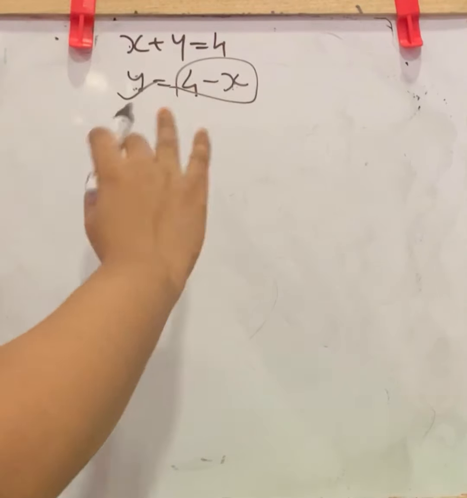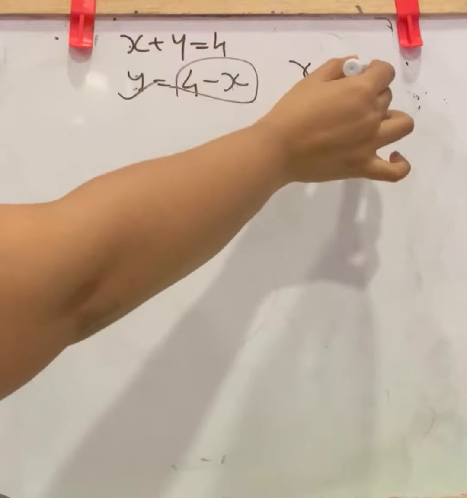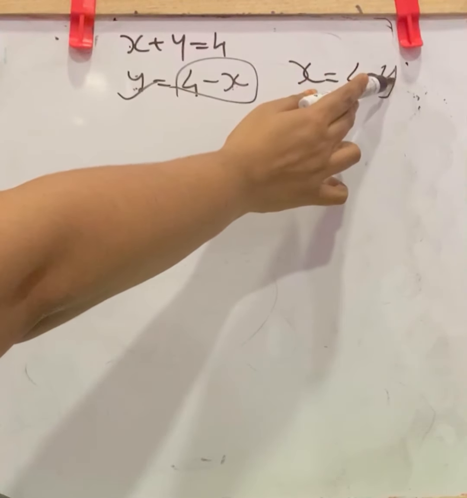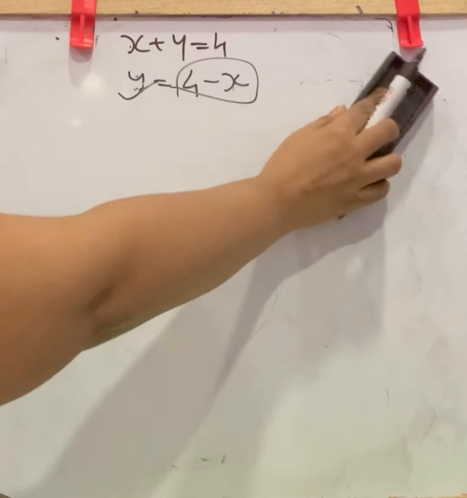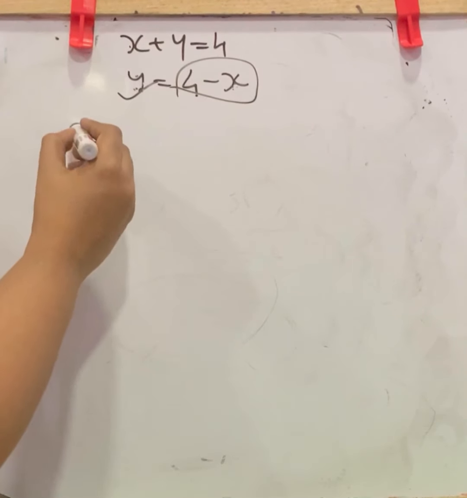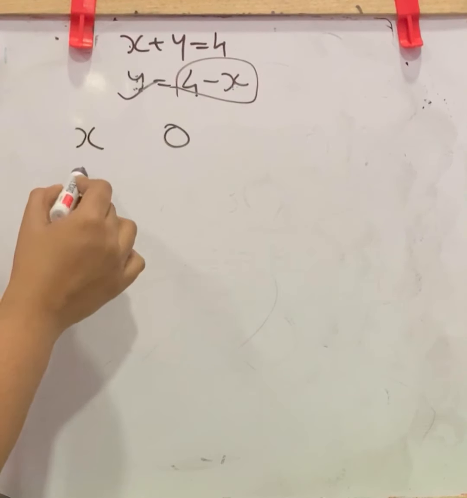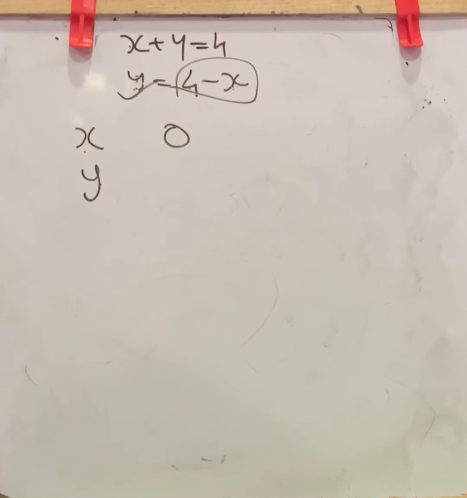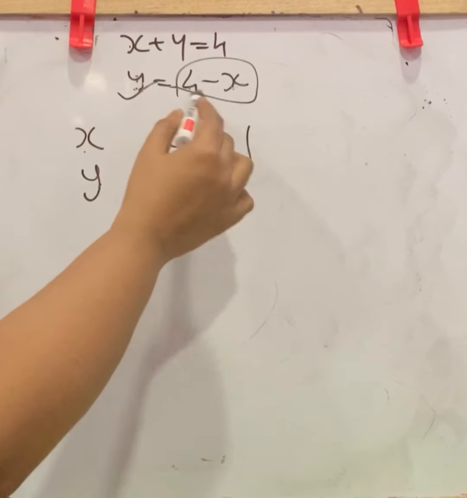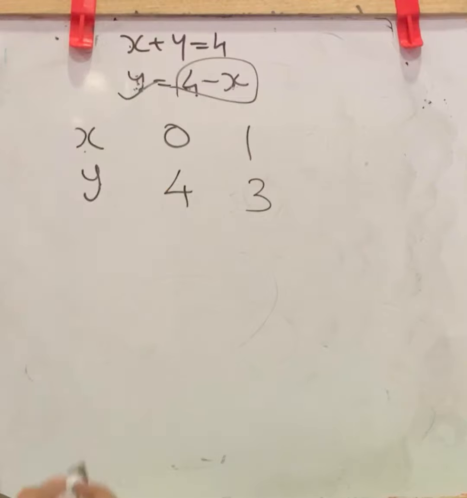You can do it in the another way also. Keep x there, then 4 minus y. If you are giving values for y, you will get corresponding values for x. Here I am doing like this. So first I will give x is 0. If x is 0, y becomes 4 minus 0. It is easy for us to find the y now. 4 minus 0 is 4. If x is 1, 4 minus 1 is 3, y. Okay. This is enough for us to draw a graph.